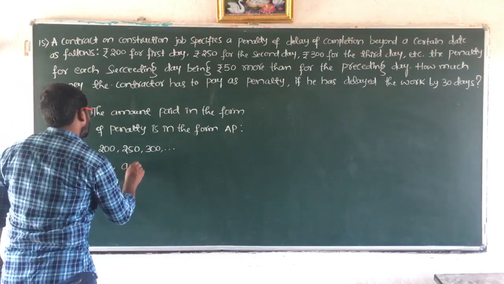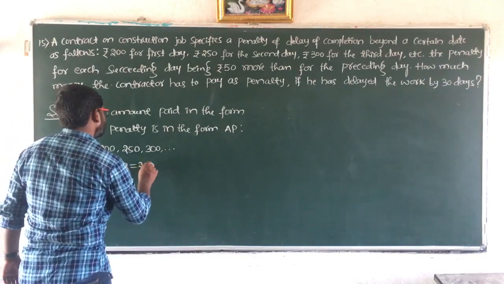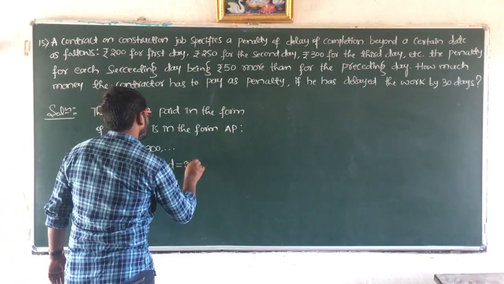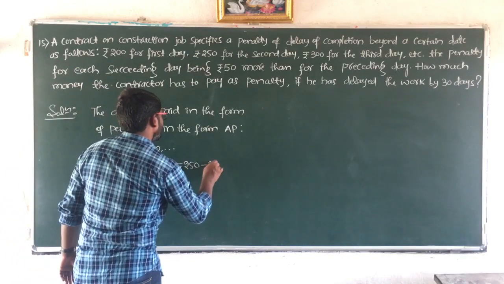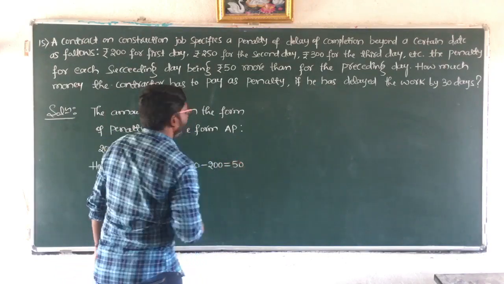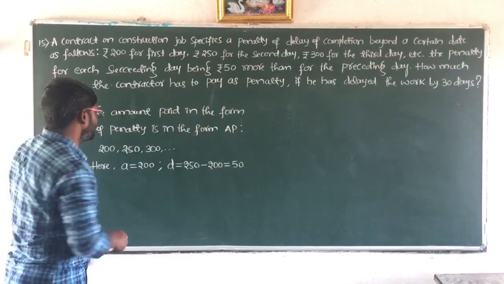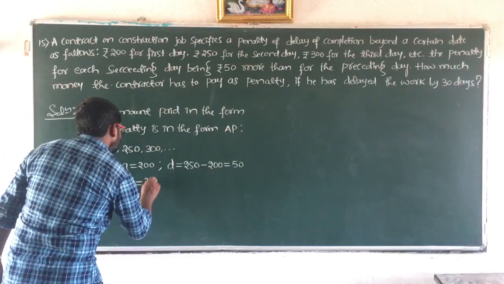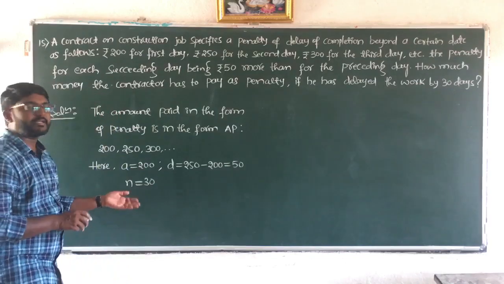Then here A is equal to 200, D which is equal to 250 minus 200, we get 50, and then what is the value of N? It is 30. N is equal to 30. And then we have the standard formula.